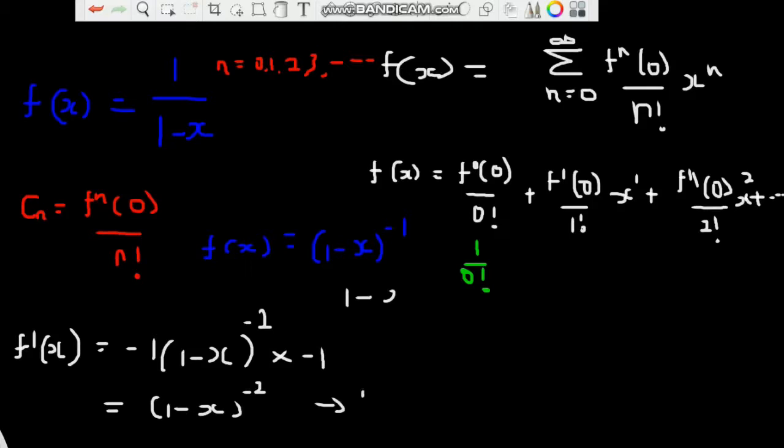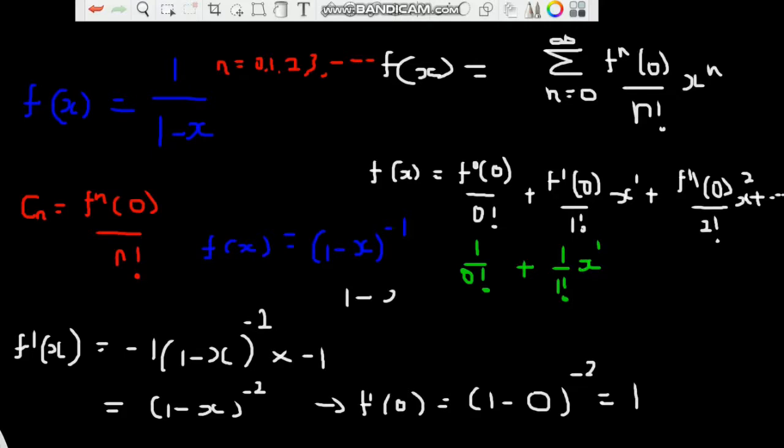So f prime of 0 will be equal to 1 minus 0 to the power minus 2. When I do this, this will give me 1. So the first derivative of the function at 0 equals 1. Now let's write our coefficient. Our coefficient will be plus 1 over 1 factorial, multiplied by x to the power 1.